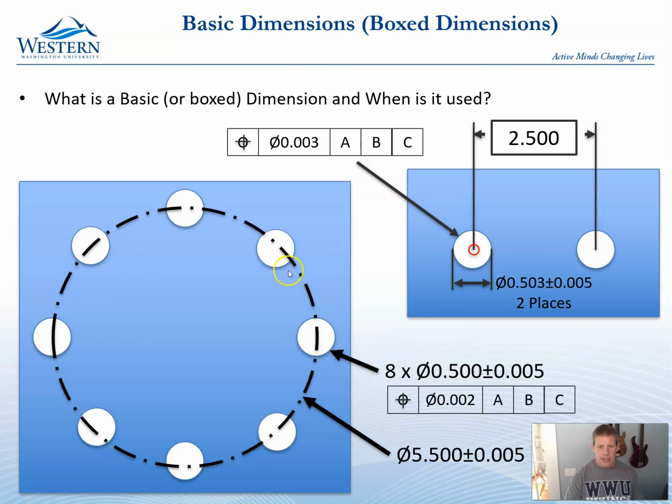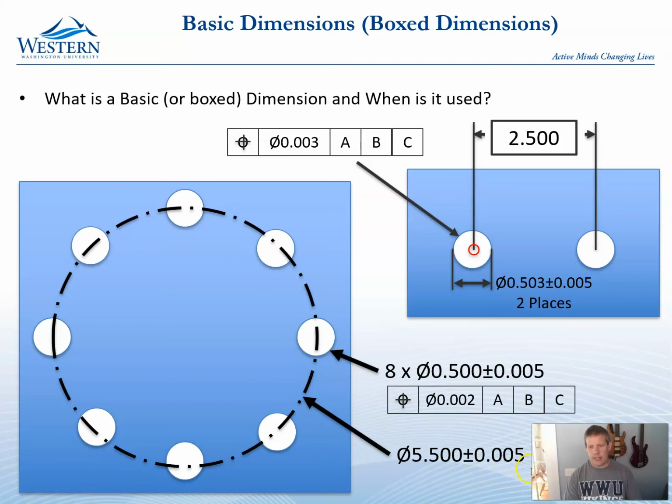But when we look down here at the bolt hole circle, the bolt hole circle says that it is 5.5 inches plus or minus 5 thou. And so it has a tolerance. Well, that means that circle can move out by 5/1000ths or in by 5/1000ths. So what positions the center of this circle?